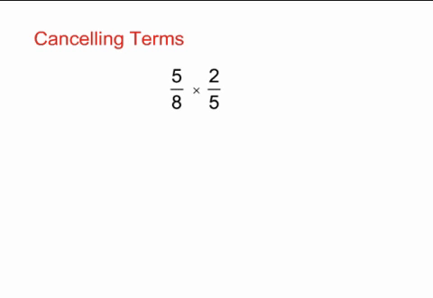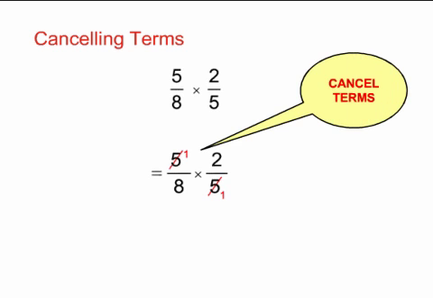But what happens if we have terms that do cancel? Here we have the problem 5/8 times 2/5, and you should notice that there are terms that cancel here. The first one, which is the obvious one, are the 5's top and bottom, so we go ahead with our cancelling. 5's into 5 goes 1, 5's into 5 goes 1. So we now have 1 times 2 over 8 times 1.